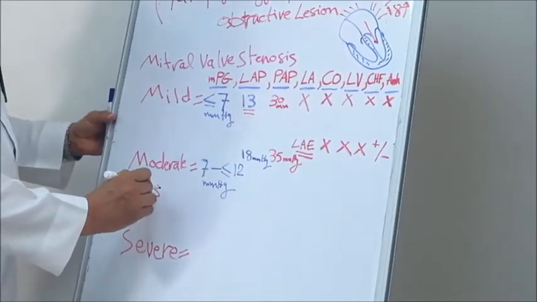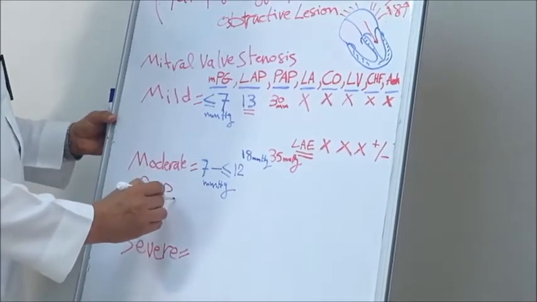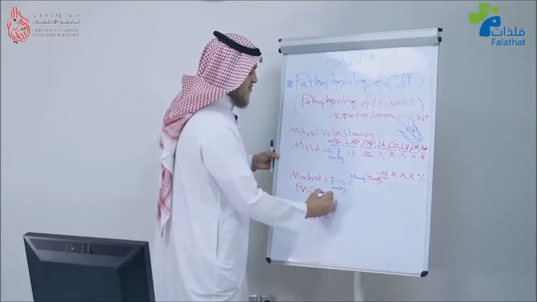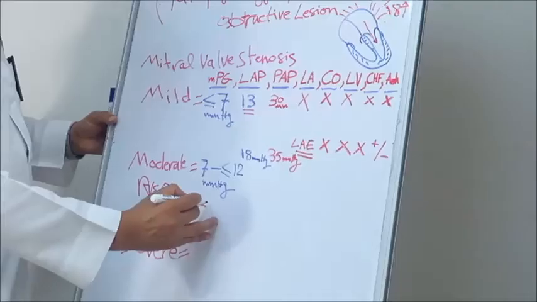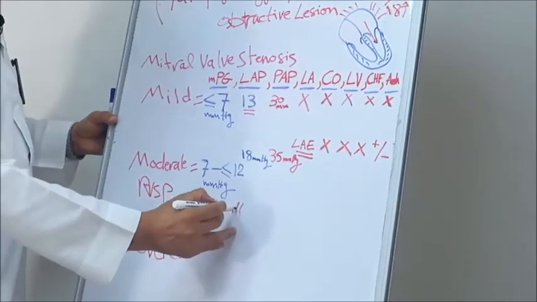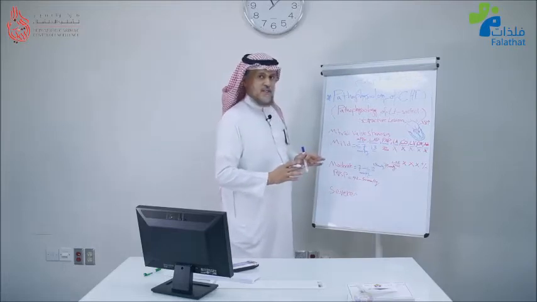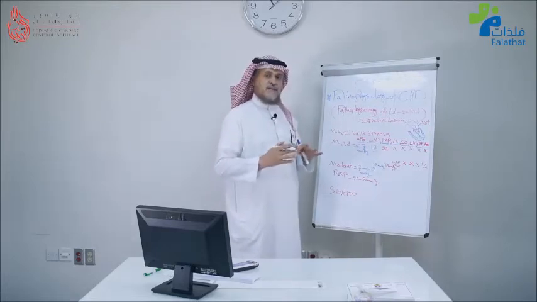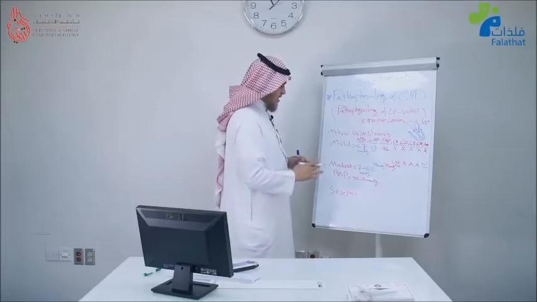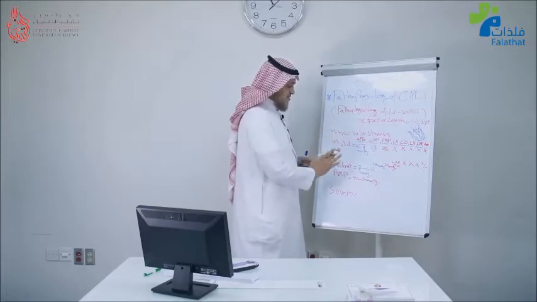RV systolic pressure will be what? Around 45 to 50 millimeter mercury, which is mildly to moderately elevated. Yet, no significant right ventricular hypertrophy, no significant dilatation, and no significant effect on cardiac output. This is mild, this is moderate.